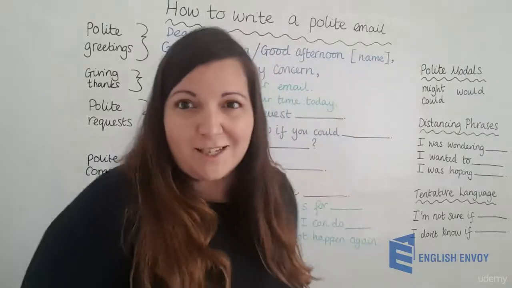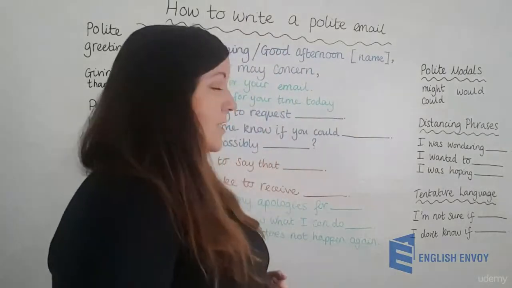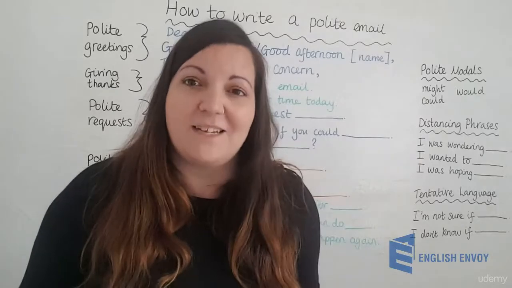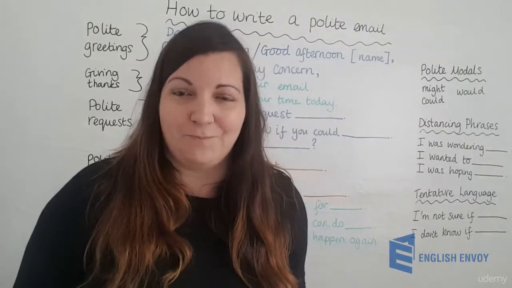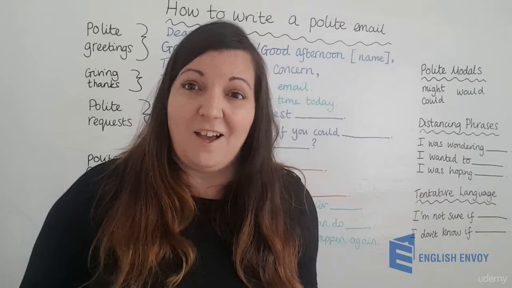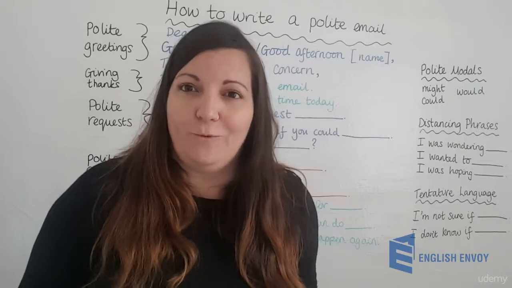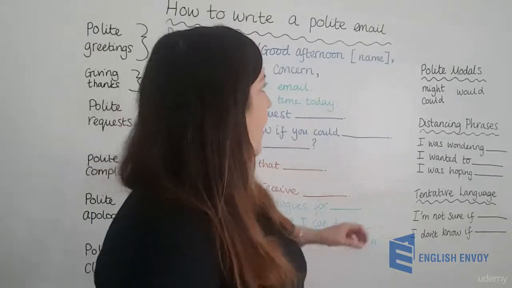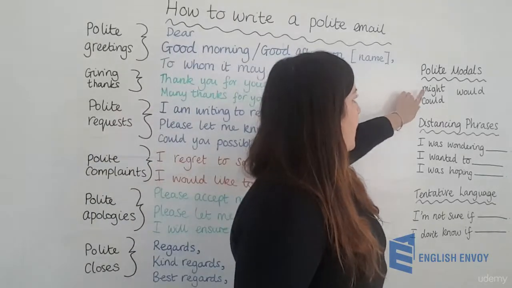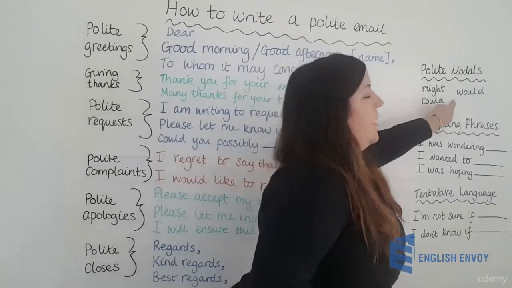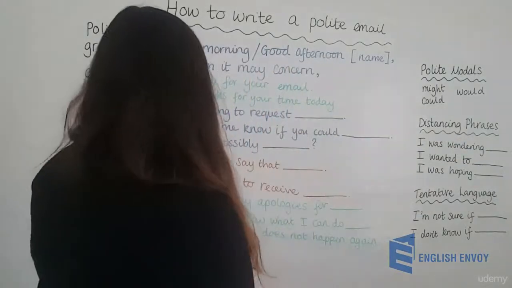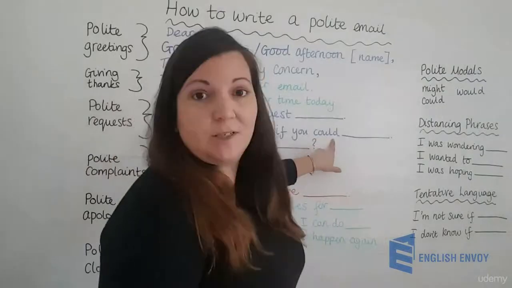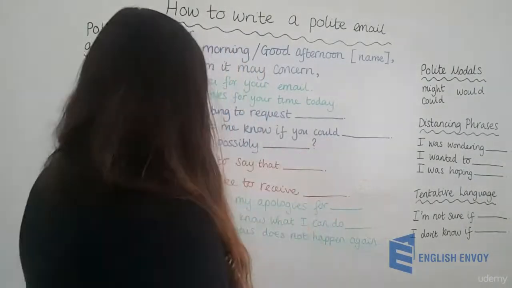Now during the examples that we have spoken about, I have been using some words and some expressions that have been examples of polite English. We talked a little bit during the last lesson about modal verbs and how to use them to be polite. So as a recap, our polite modals are words like might and could and would. For example, please let me know if you could extend the deadline.